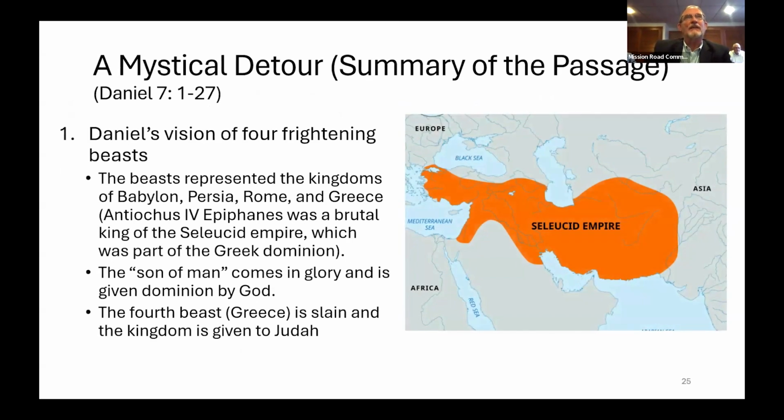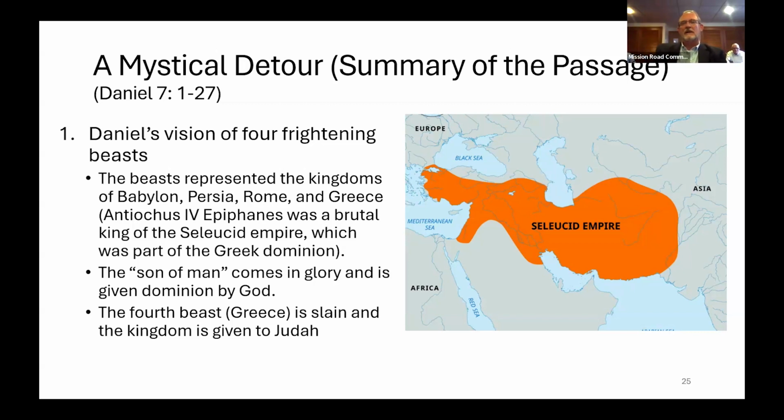All right. I heard several people say they wanted to do the mystical detour, and this is a very long scripture, so I'm just going to give you a summary here. This is from the book of Daniel, and it is an account of his vision of four frightening beasts. The beasts represented the kingdoms of Babylon, Persia, Rome, and Greece. In particular, Antiochus IV Epiphanes, who was a brutal king of the Seleucid Empire, which was part of the Greek dominion, but also had a separate period of time where it had a lot of influence.